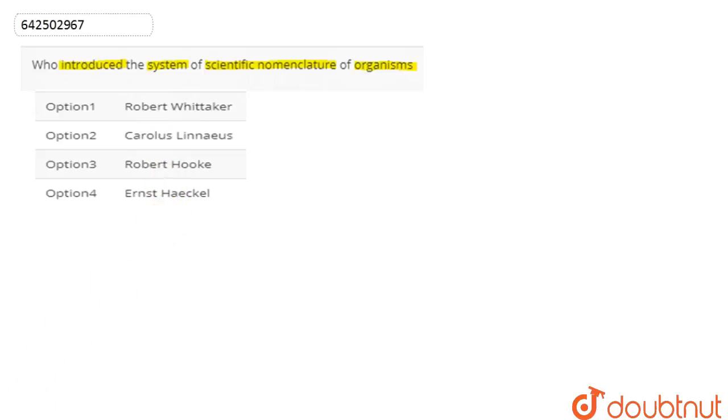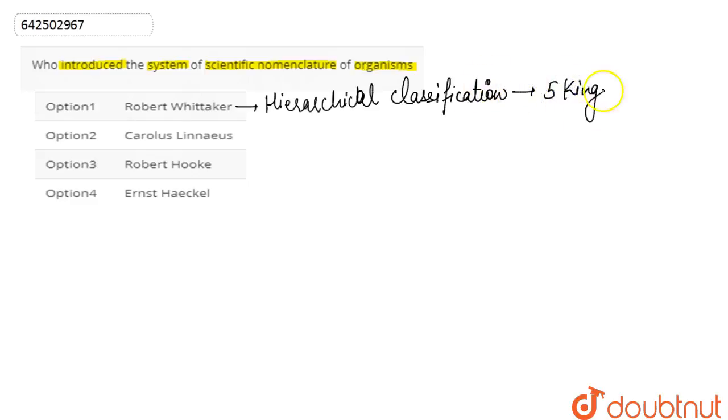So if we talk about the first option, Robert Whittaker, he gave the hierarchical classification, right? Robert Whittaker, or R.H. Whittaker, gave the hierarchical classification of the five kingdoms, right? The five kingdoms given by him were Monera, Protista, Fungi, Plantae, and Animalia, right?